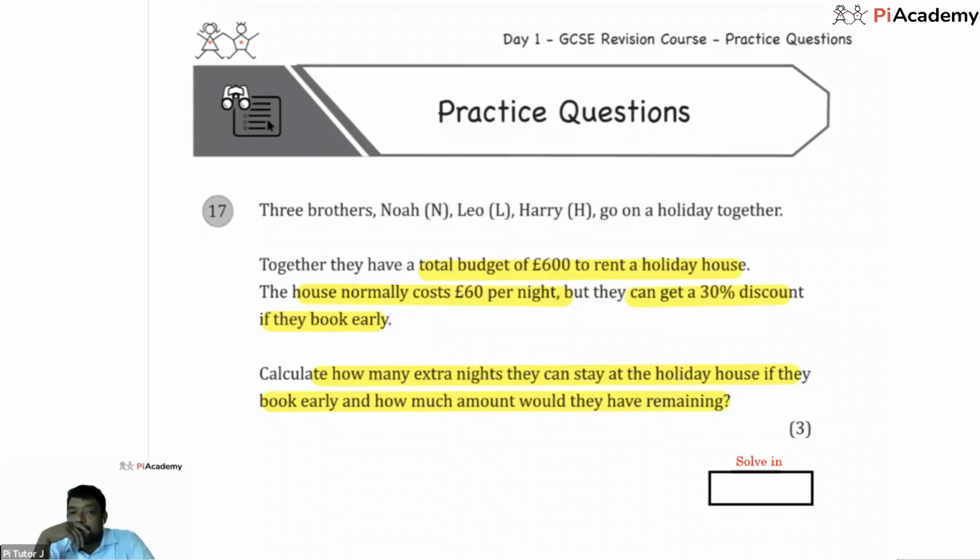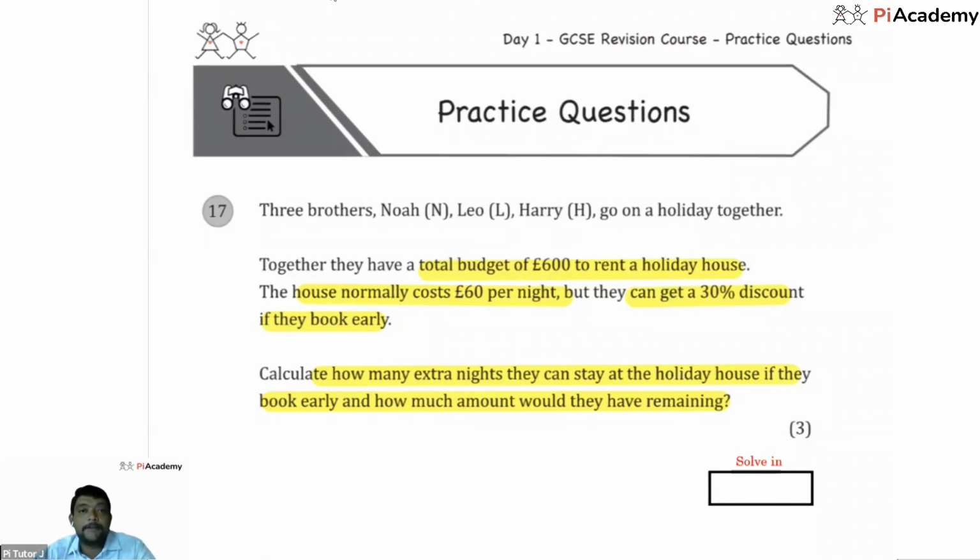£60 per night, right? So with £600, how many nights can they stay? £60 per night. 600 divided by 60 is how much? So it is 10 nights, right? But if they book early, they get a 30% discount. I've got an answer. Go ahead. They've got 4 extra nights and they've got £12 left. Wonderful. They got 4 extra nights and then they have £12 left.